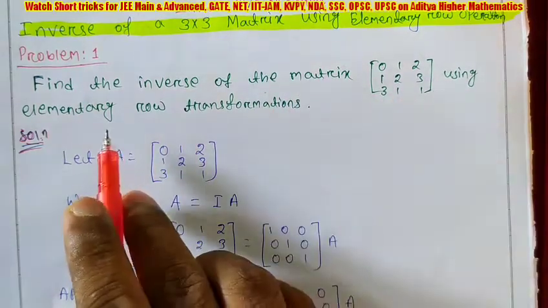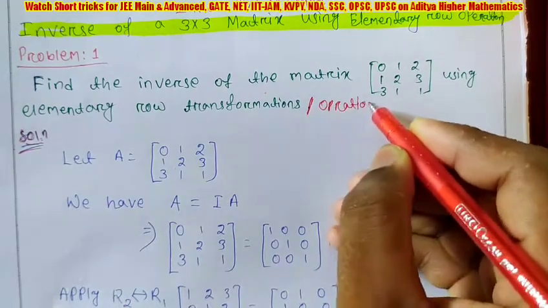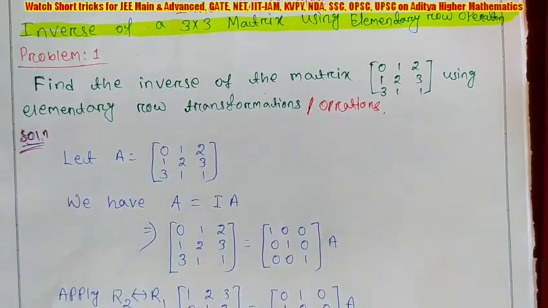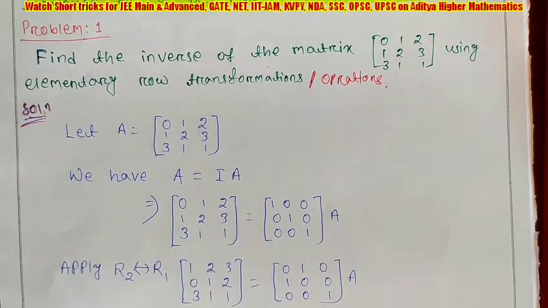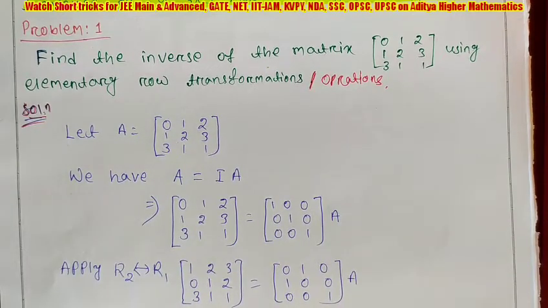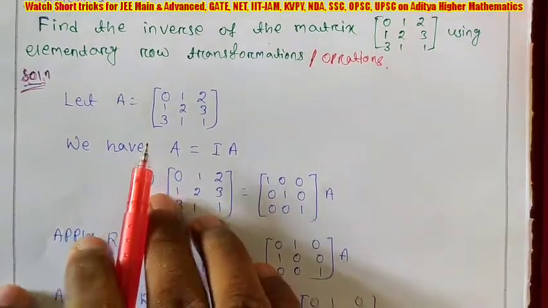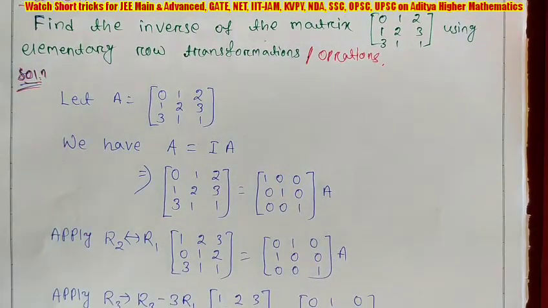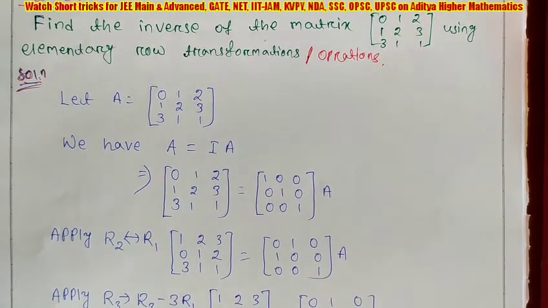Find the inverse of the matrix using elementary row transformations, or maybe they are also called operations. Transformations and operations are nothing different. And what are the rules of elementary row operations? I already explained them in my video on the inverse of a 2 by 2 matrix using elementary row operations. I have provided that link in my description, so you can watch it. If you watch these rules, you can easily understand the process I will follow. If you have not watched it, watch my inverse of a 2 by 2 matrix video first.